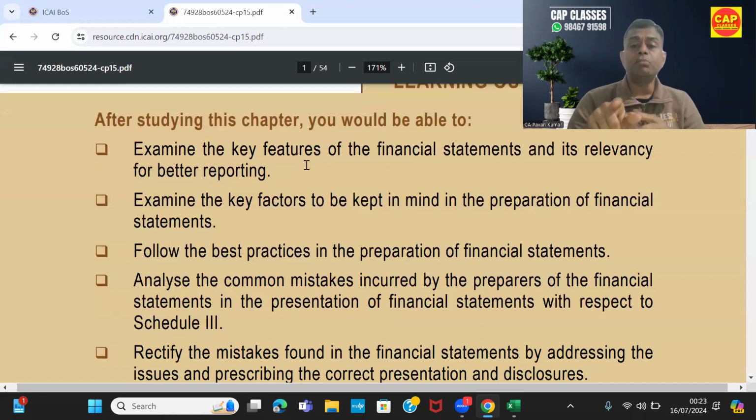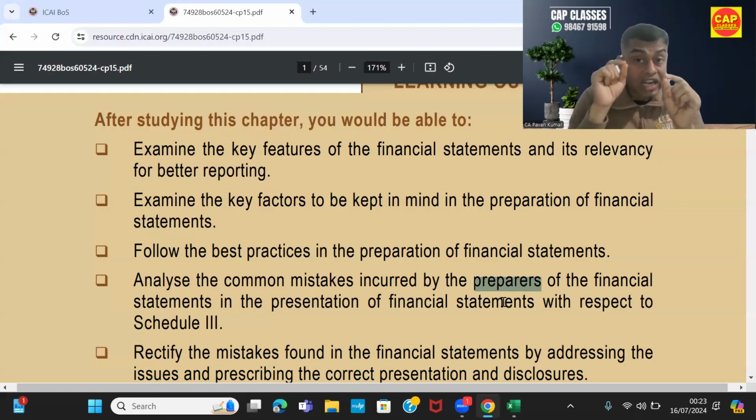Examine the key factors to be kept in mind in preparation of financial statements. No. Follow the best practices in the preparation of financial statements. No. Analyze common mistakes incurred by the preparers of financial statements in the presentation of financial statements with respect to Schedule 3. Yes. The word used is preparers of financial statements. So who prepares financial statements? The management, isn't it? In the question, what they give is some of the employees of the company or some of the managers or directors of the company, they might have done some accounting treatment which is wrong.